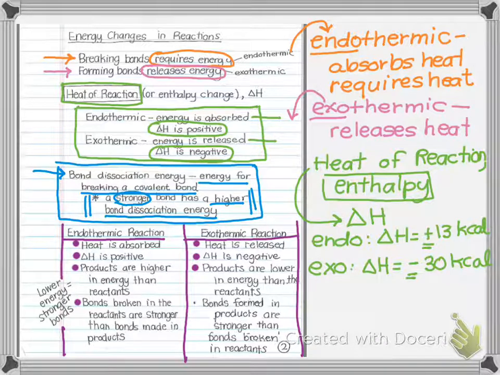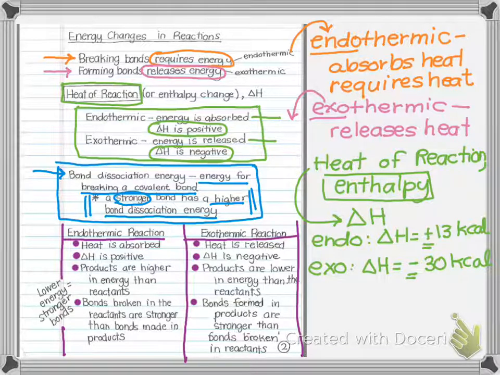And so if you look at the last one, it says bonds broken in the reactants are stronger than bonds made in the products. So the reactants are lower in potential energy. And then in the exothermic, it's the opposite. The one that's lower in energy, the products, has stronger bonds than the reactants. Let me take a look at those two sentences again and try to put it together.